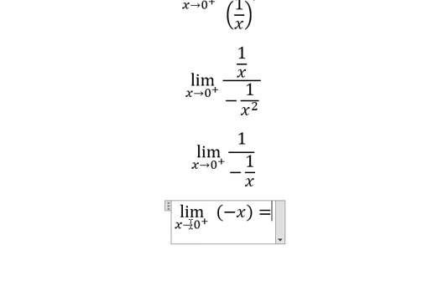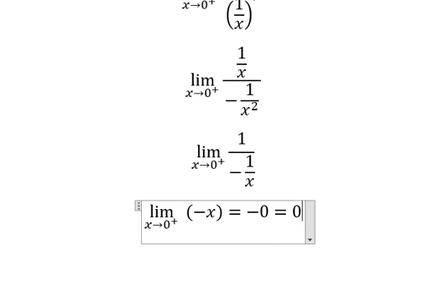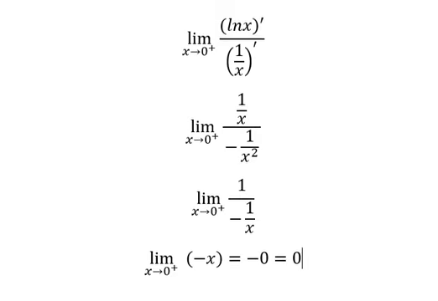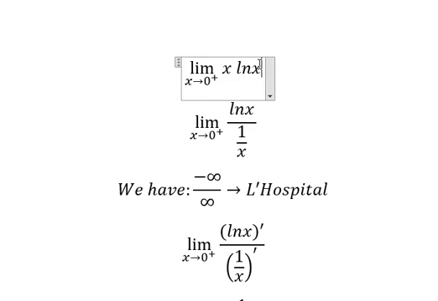So when we put the number 0 in here, we have 0, which means the value of this limit equals the number 0. This is the end.